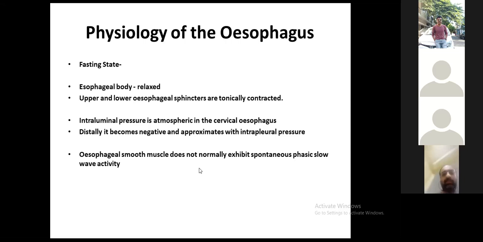The esophageal smooth muscle does not normally exhibit spontaneous phasic wave activity, which can be well appreciated in the small intestine as well as the large intestine. In the esophagus, because of the absence of this phasic slow wave activity, it is mainly dependent on the extrinsic and the intrinsic nerve supply that I mentioned in the earlier slide.